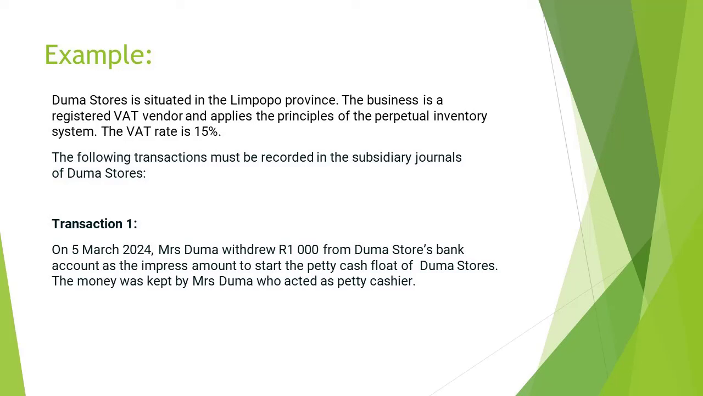Transaction 1. On 5 March 2024, Mrs. Duma withdrew R1,000 from Duma Stores' bank account as the imprest amount to start the petty cash float of Duma Stores. The money was kept by Mrs. Duma, who acted as petty cashier.